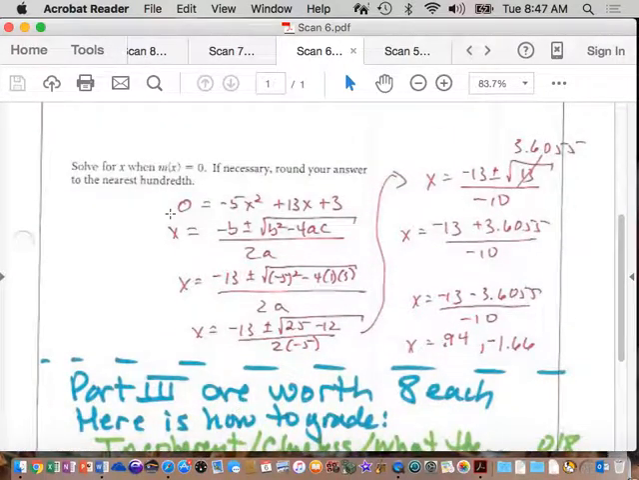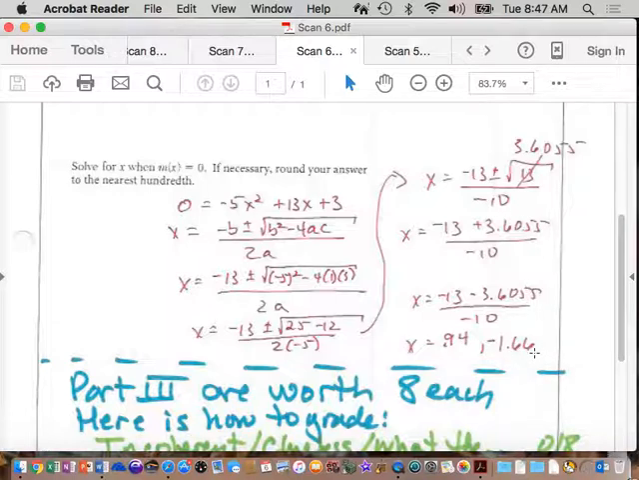So then I put the 0 in for m of x, and it kind of gives you a hint here when it says, if necessary, round your answer to the nearest hundredth. That generally means quadratic formula. So I work through the quadratic formula, and I get 0.94 and negative 1.66.